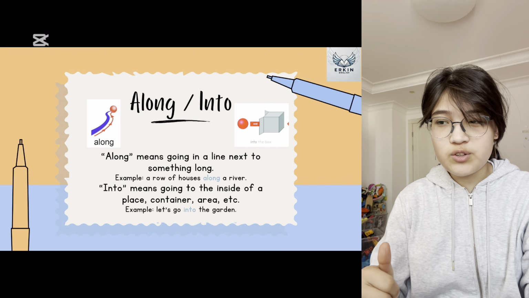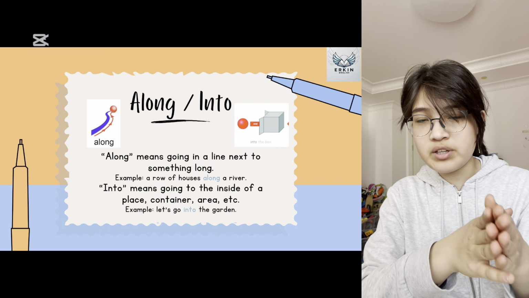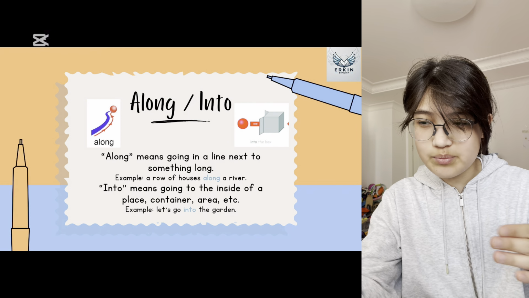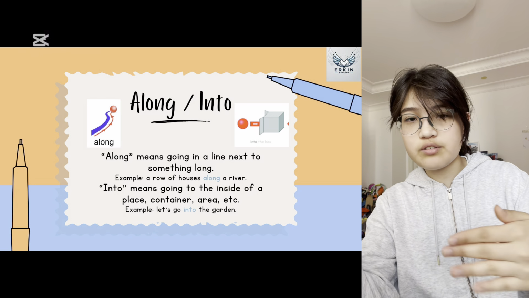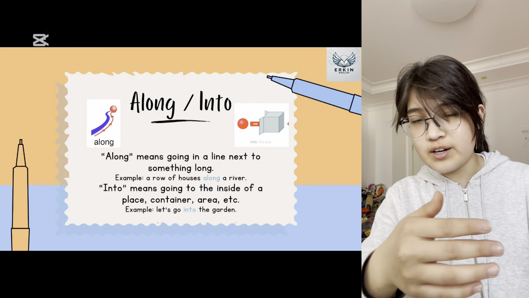So, first of all, we have the prepositions along and into. Along means going in a line next to something long. So here in this image, we can see that the ball is going along this blue line and it's following each curve and everything alongside it. And for example, a row of houses along a river.